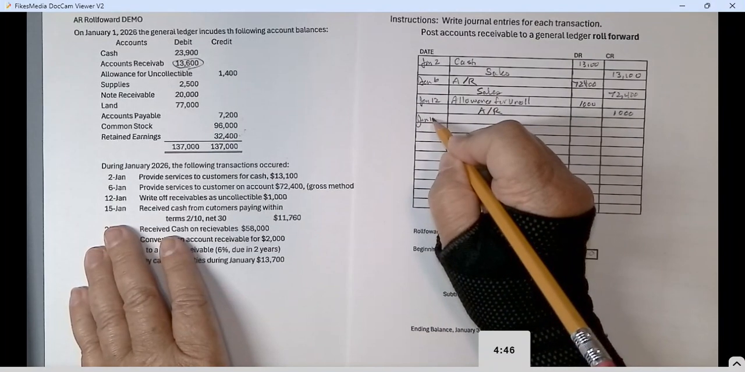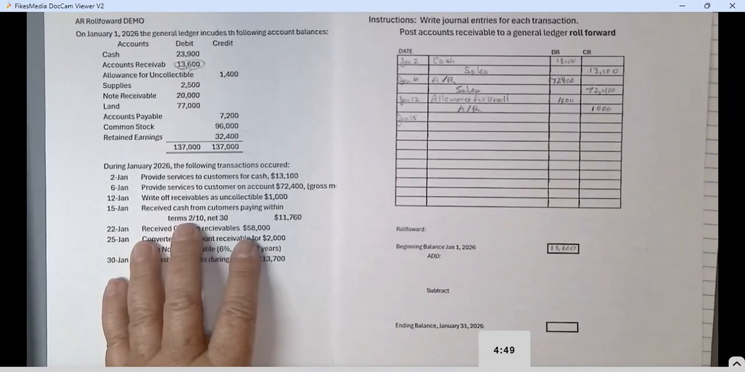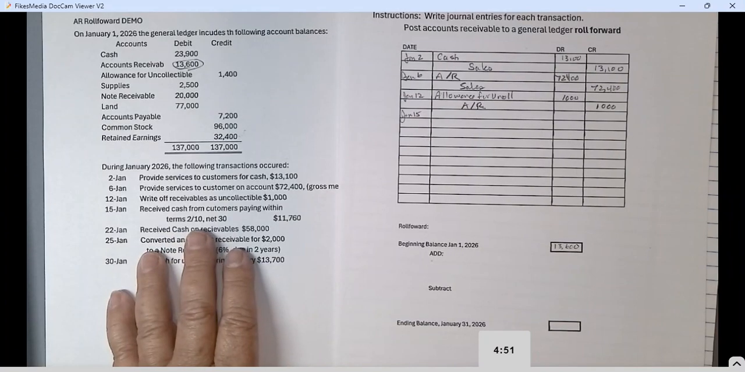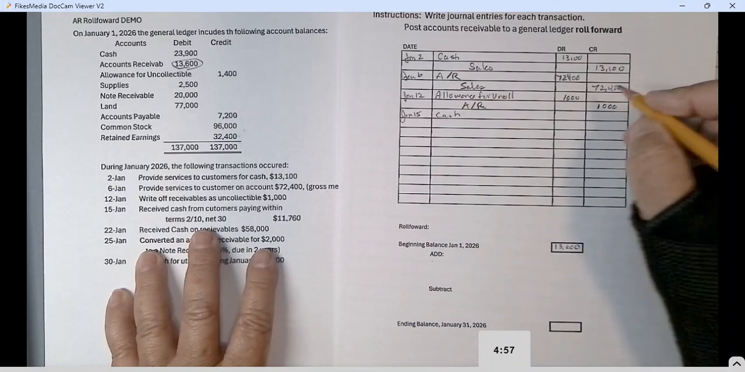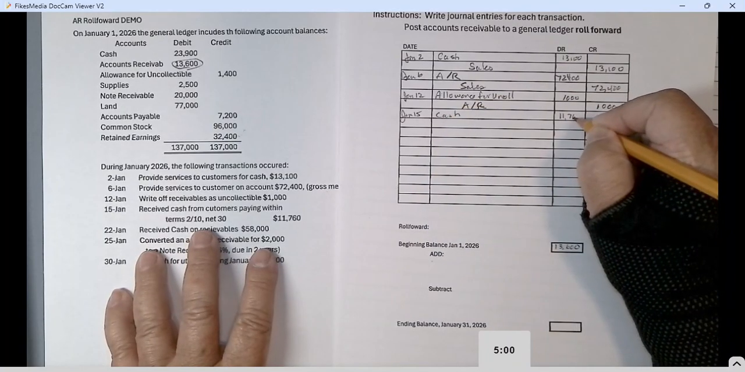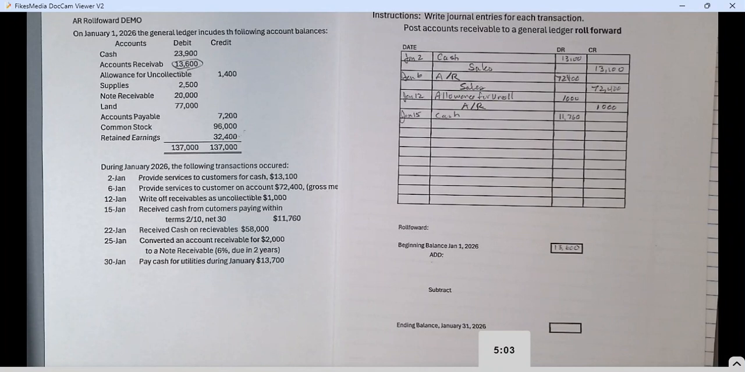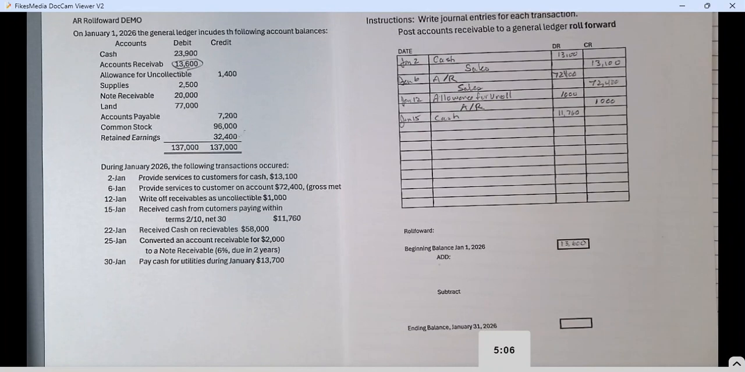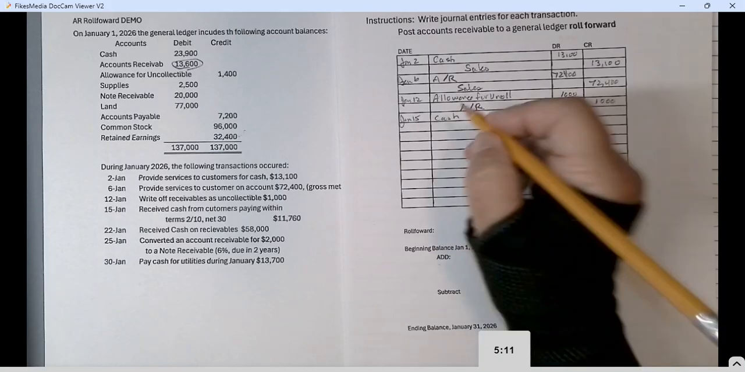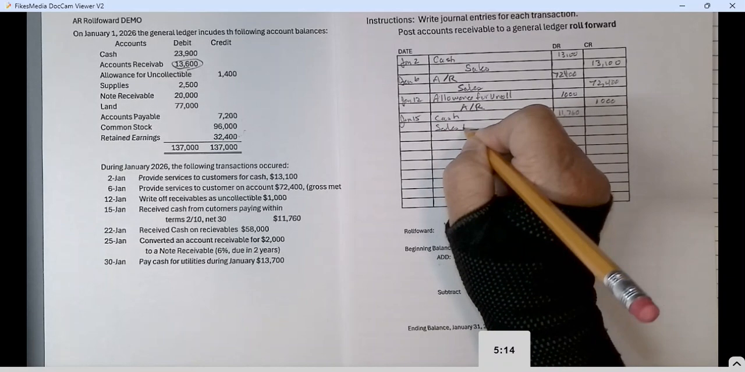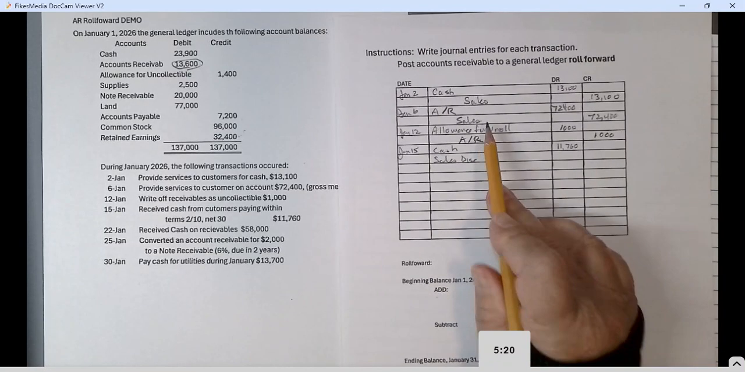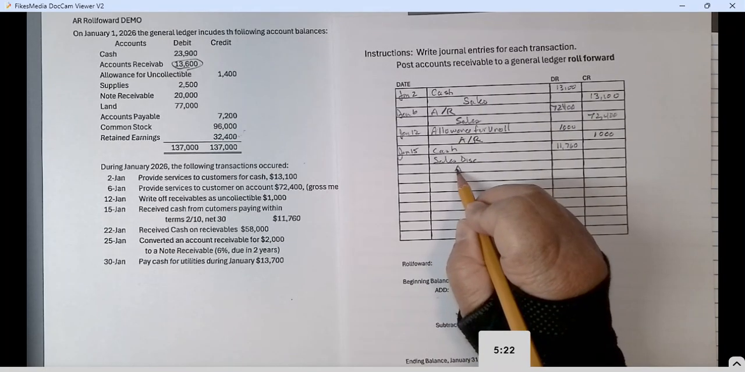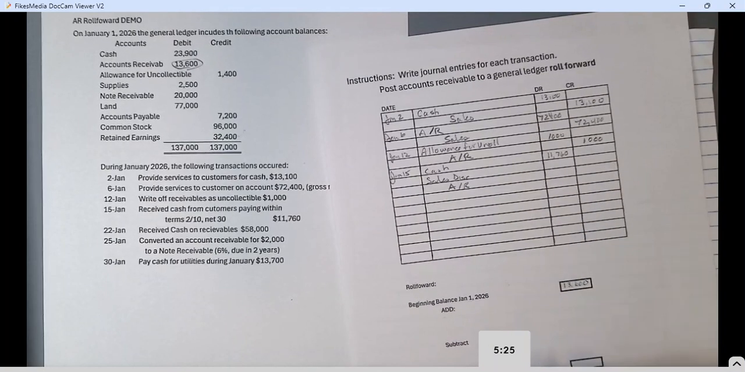January 15th, I received cash from customers paying within the terms of 2/10, net 30. And they paid me in cash 11,760. What's the rest of my journal entry? Well, what's my journal entry when I'm posting cash received for sales discounts? Well, I have to debit sales discounts. It's a contra account to sales. My sales were already recorded previously. And so then I can write off the gross amount in accounts receivable.